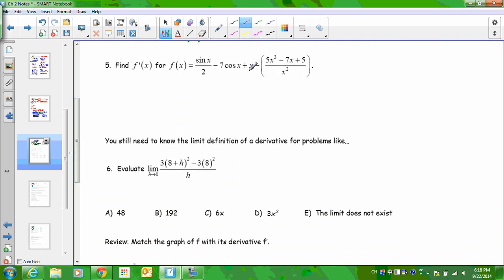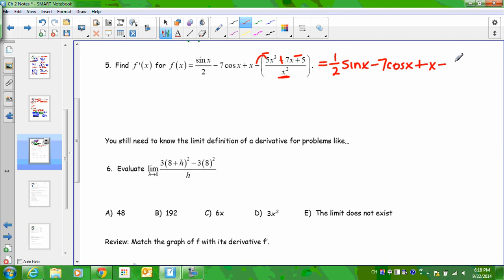Okay, I need to prep this before I move on. I need to rewrite this sine x over 2 as 1/2 sine x. The next thing is totally fine. The next thing is fine. This is not okay. I need to first of all distribute the negative, and I need to divide by x squared. So I'm going to go through this quickly, so pay attention.